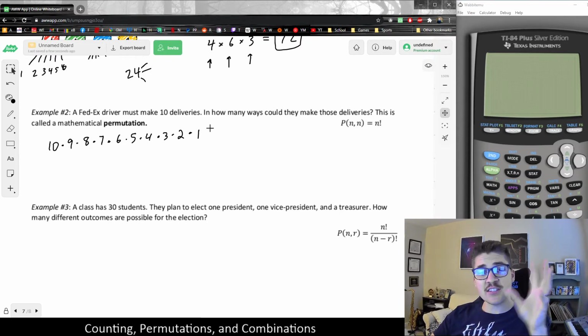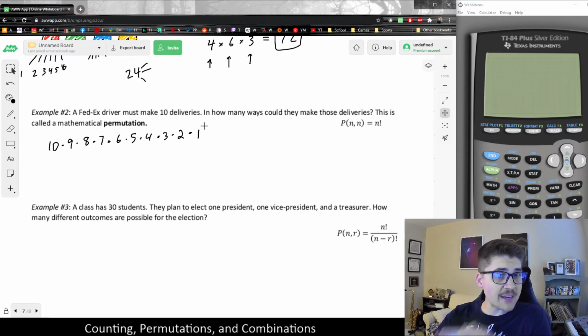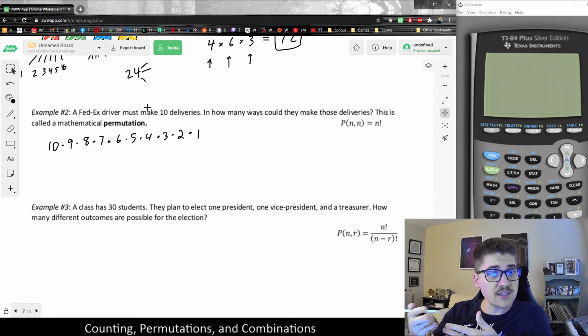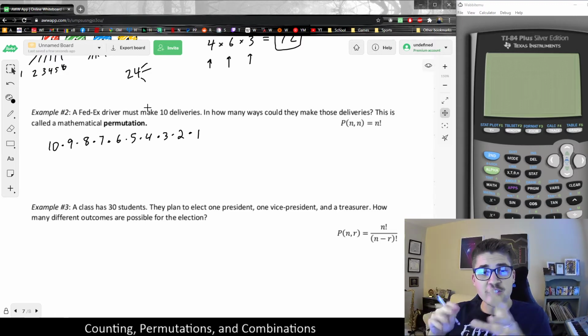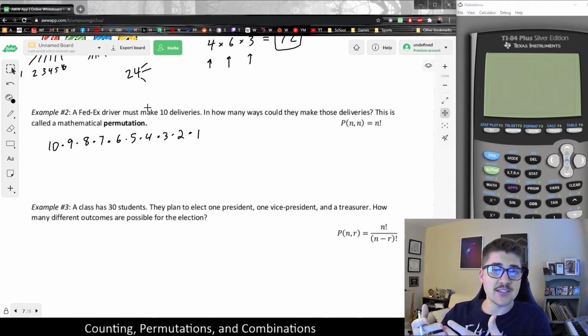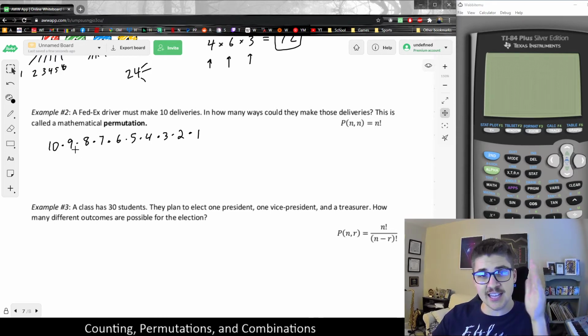And this is the key. This is the idea of a mathematical permutation, because it's like how many different arrangements. These are all key words you might notice with permutation questions: arrangement, order. Because in a permutation, the order in which something happens matters. Because if I change the order of those deliveries, it would be a different outcome in this sort of question. But basically, what this results in is the product of 10 times 9 times 8, basically, by 10 and every consecutive integer multiplied all the way down to 1.